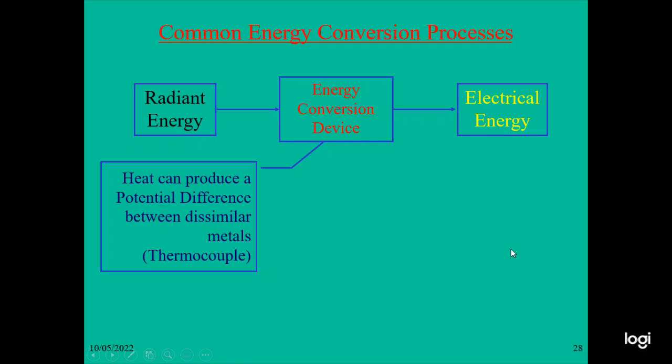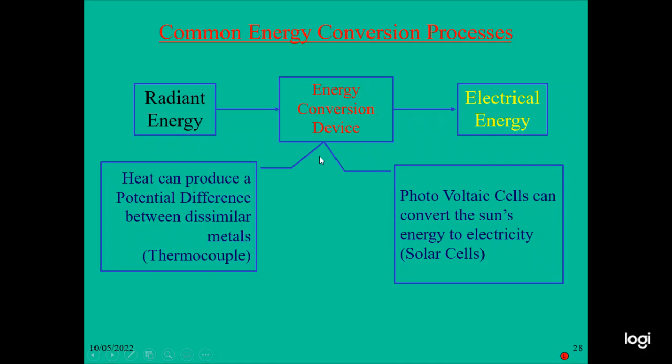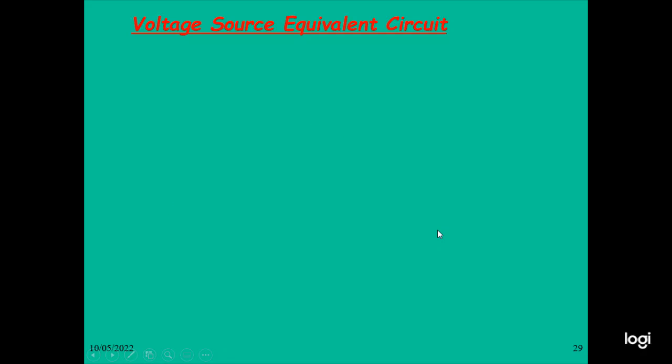And radiant energy. This is the energy conversion process, where heat energy is converted to electrical energy. It can produce a potential difference between dissimilar metals, so there are thermocouples. And in this case, we use the photovoltaic cell. A photovoltaic cell converts the sun's energy to electricity.